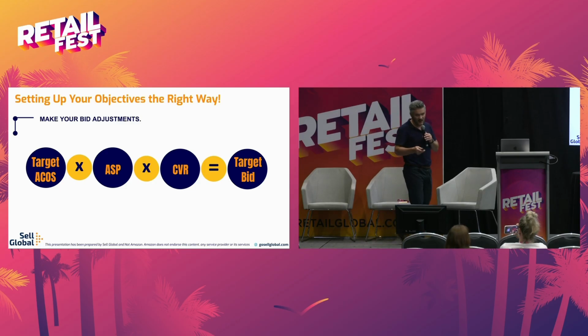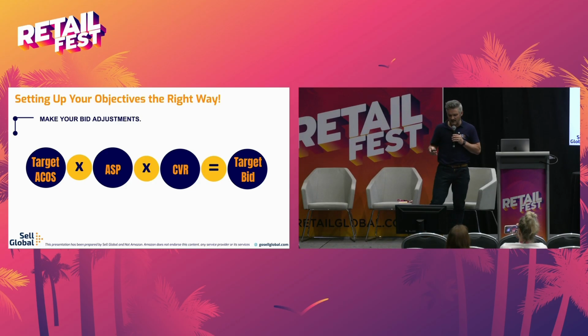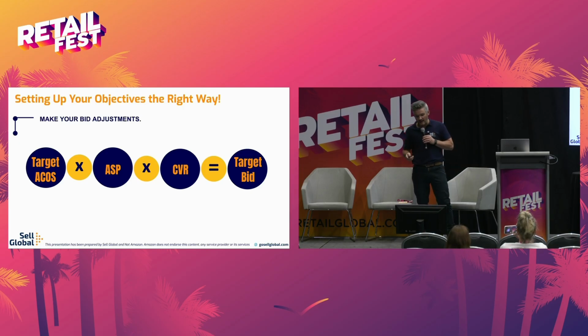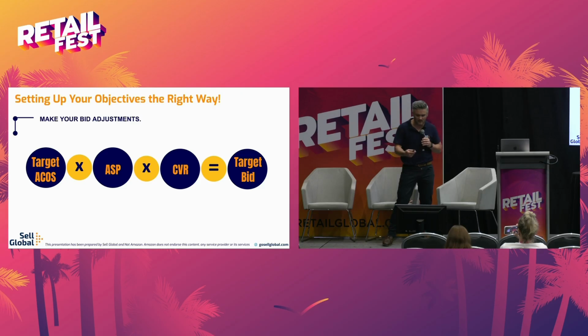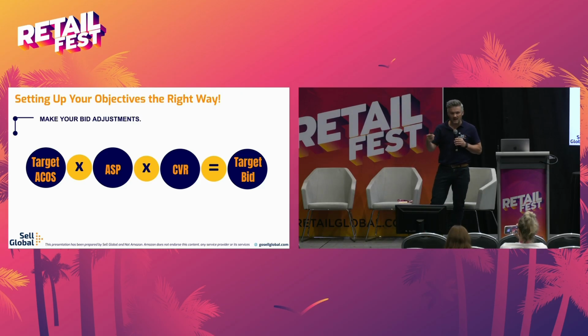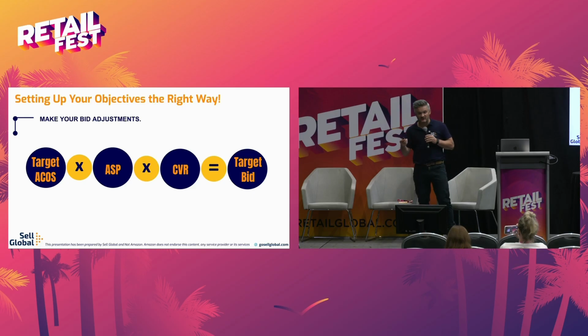Now, if you find that that's too low and you're finding that you're not getting the traffic that you need, that's where you need to look at how do I improve either my average selling price or my conversion rate so I can be more competitive. I can afford to pay more. If I improve my conversion rate, I can afford to pay a higher bid. If I improve my average selling price, so bundling and things like that, I can afford to pay a higher bid, even if my conversion rate stays the same.